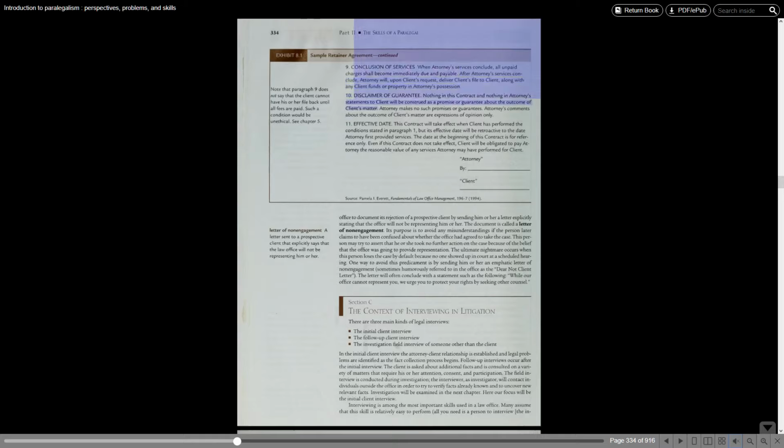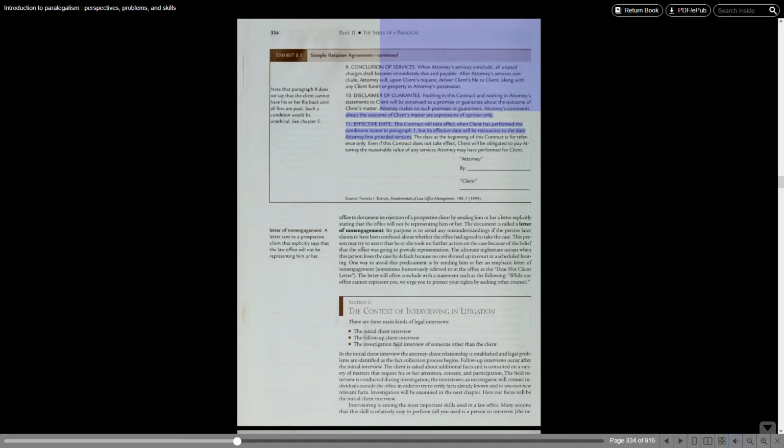10. Disclaimer of guarantee. Nothing in this contract and nothing in attorney's statements to client will be construed as a promise or guarantee about the outcome of client's matter. Attorney makes no such promises or guarantees. Attorney's comments about the outcome of client's matter are expressions of opinion only.